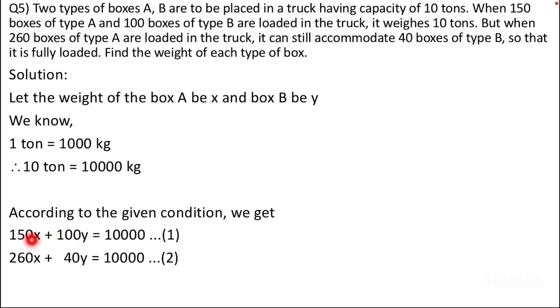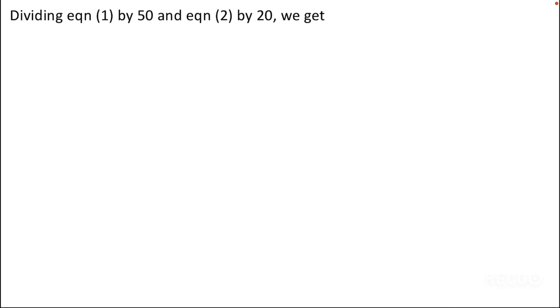So whenever there is a condition where you can reduce the equations, always try to reduce them, because when you reduce the equations your calculation becomes easier. So what we will do is divide equation 1 by 50 and equation 2 by 20. So what we get is 3x plus 2y equals 200, which is our third equation, and 13x plus 2y equals 500, which is our fourth equation.